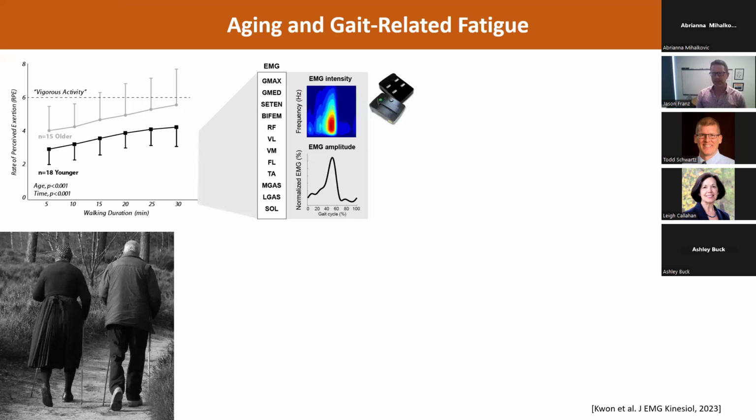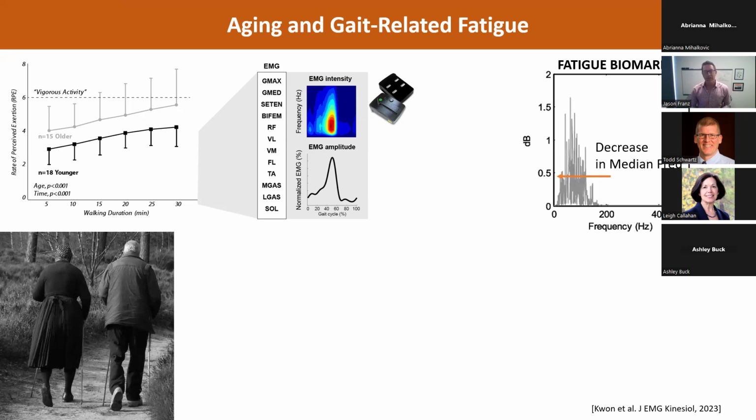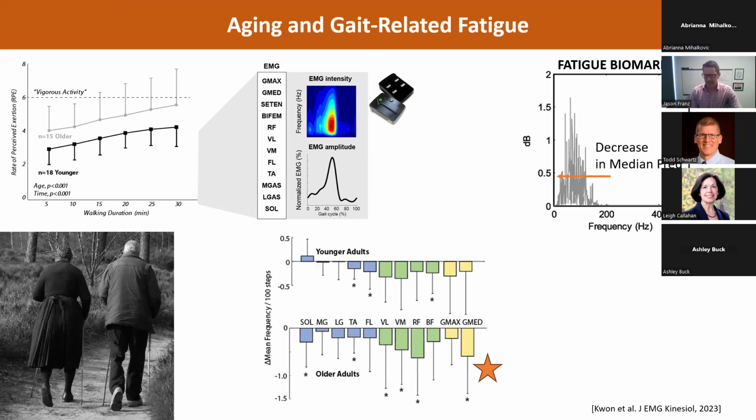Well, we can start to look for biomarkers of fatigue in the electromyographic signals of these muscles. So we'll throw on a lot of EMG measures. And really what we're looking for in the EMG is a fatigue biomarker that's quite common in the literature, which is the decrease in the mean frequency of activation. And then for these different groups, what we can do is look at the sensitivity of individual muscles to the time duration of walking.